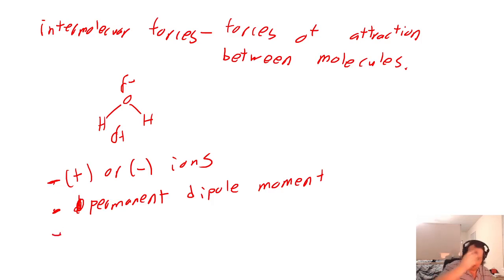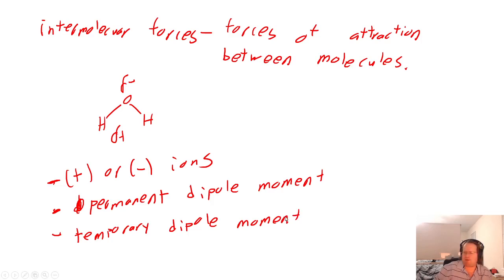Now, the other case we're going to talk about is temporary dipole moments. These are going to come from molecules that don't have a permanent dipole moment, or it also happens in that case, but we're going to talk about it especially with those, where something like, let's say, methane. Remember if we have CH4?